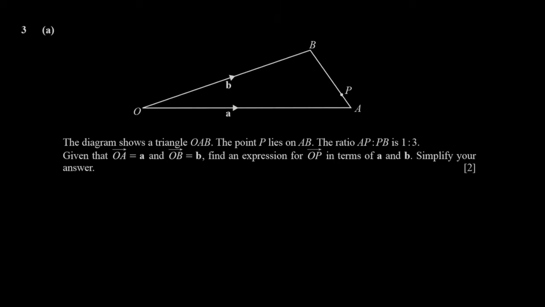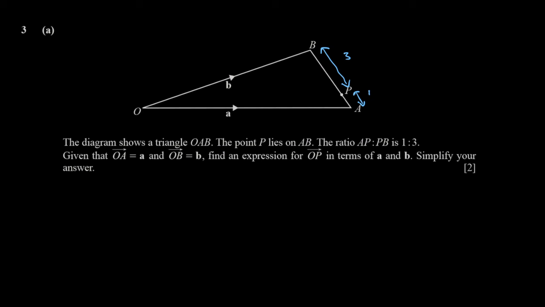Okay, then here we are in question 3, which is a vectors question. The diagram shows a triangle OAB. The point P lies on AB, and the ratio of AP to PB is 1 to 3. So let's just draw on what that actually means. This length here, AP, is 1, and PB is 3. By the way, I don't mean that the length is 1 and 3, but I'm just illustrating on the diagram that the ratio is 1 to 3 like that.